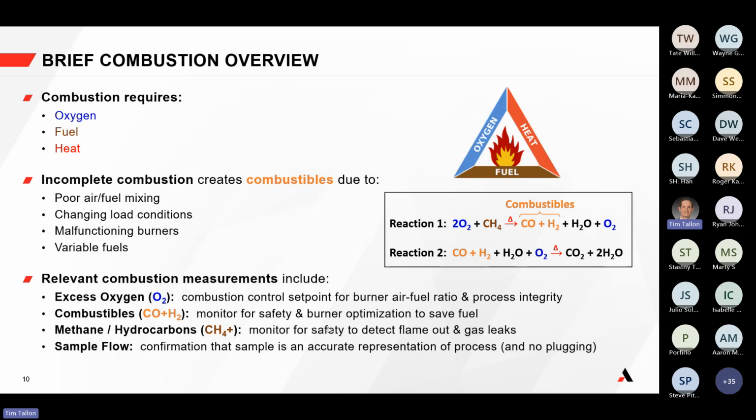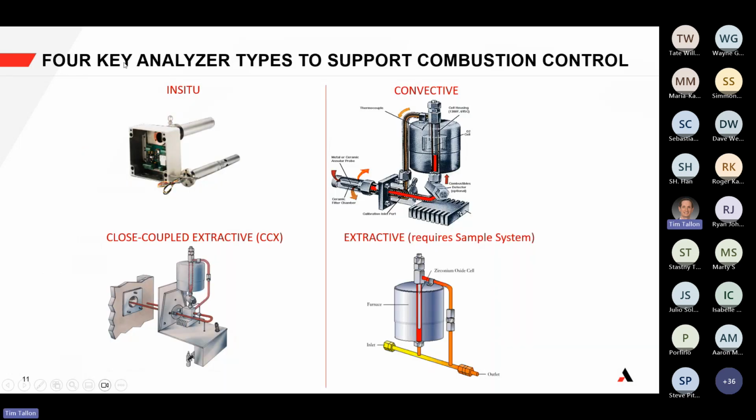So now all of these measurements are interesting, and all of these measurements, specifically the oxygen measurement, can be translated into different forms. And so that's where I'm going to go into this next topic. These are the 4 key zirconium oxide analyzer types that support combustion control. And they all have their different advantages and capabilities. And we're going to talk about each of these and how these play into our decision on the high particulate application.